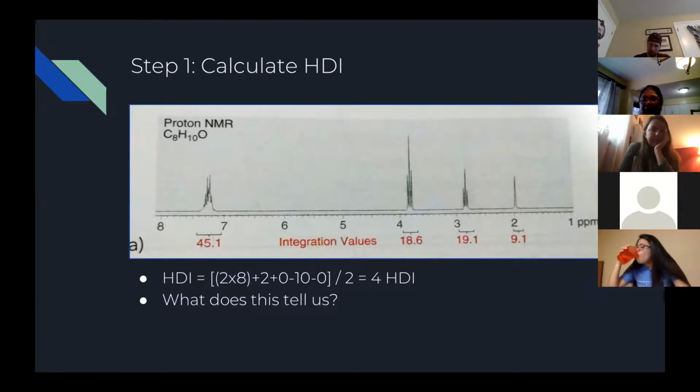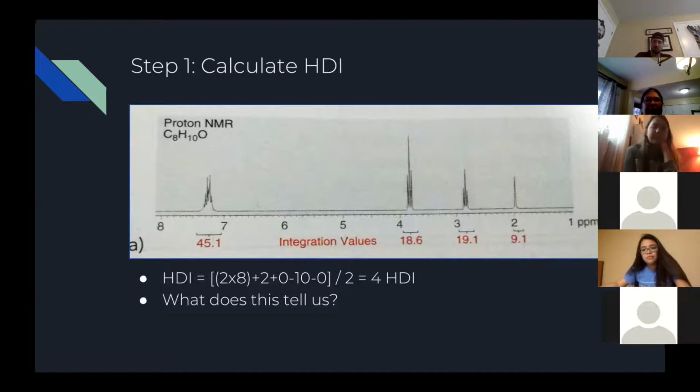All right. Everybody okay? Okay, so then with this formula we got, wait, do you have a question? Oh, okay. Good. So we have an HDI of 4. So what does this tell us? This tells us that there could be, we don't know for sure, but there could be an aromatic ring present, or there could be a lot of double bonds and or rings, but we'll just see how it goes. But it gives us a good hint of what there could be.